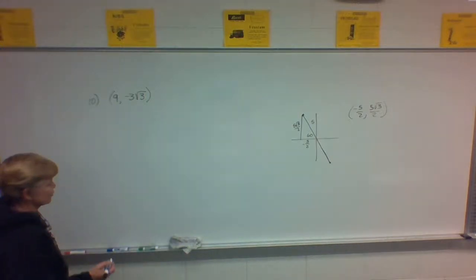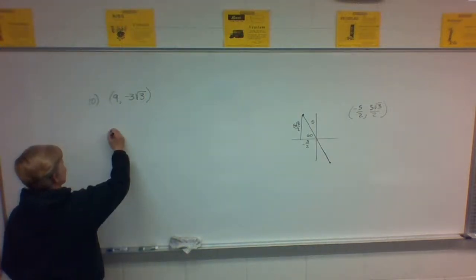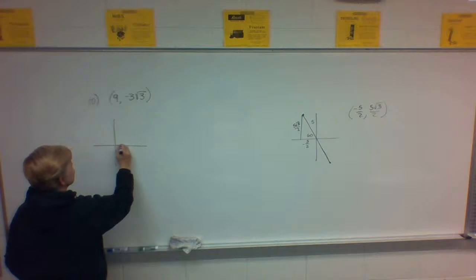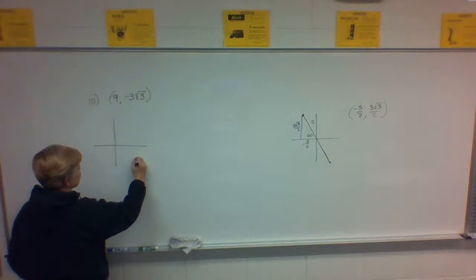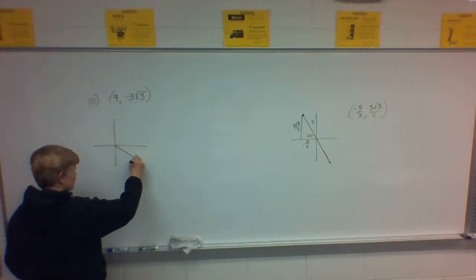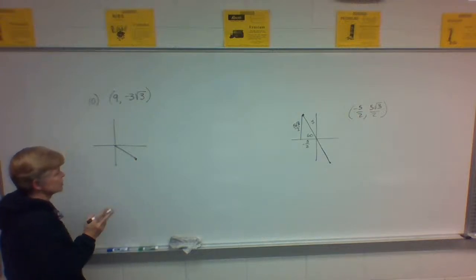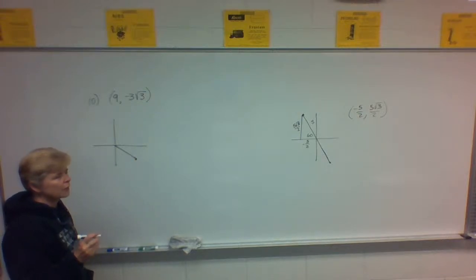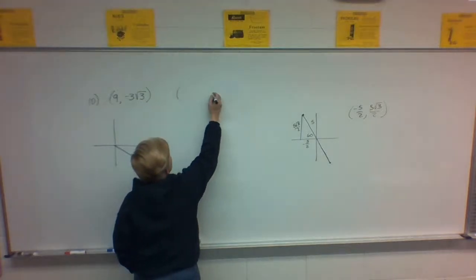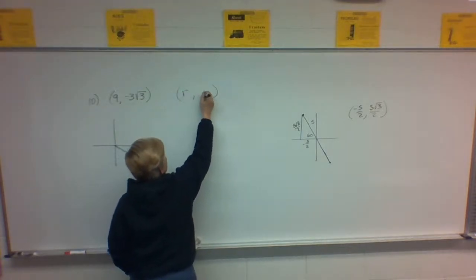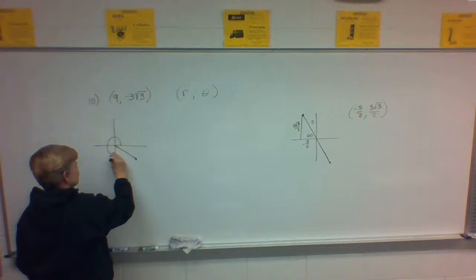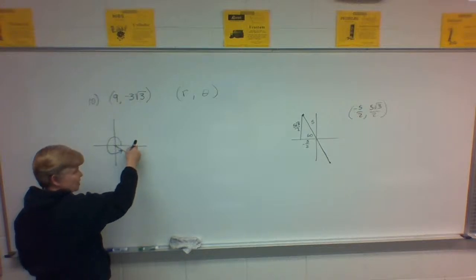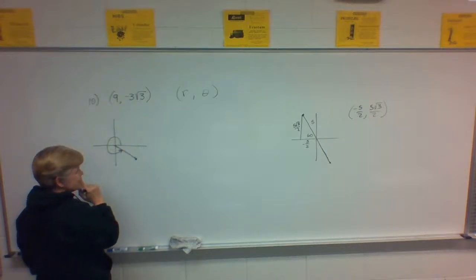We're going to go backwards. The first thing you probably should do is graph it, plot it. We go out 9 and down 3 root 3, which is about 5 something, so it's not down 9, it's about like this. So there's the point, and we want two sets of polar coordinates for it. What do we need to write a polar coordinate? You need an r and a theta, and the theta has to be between 0 and 360.